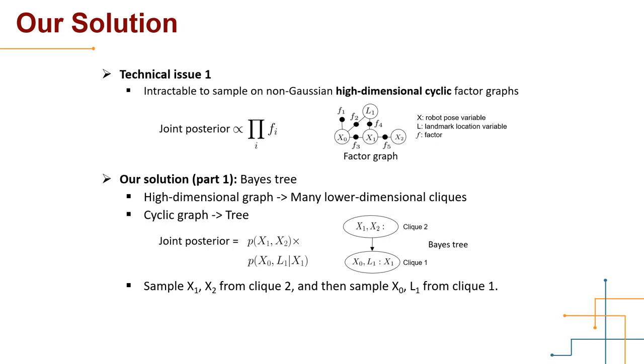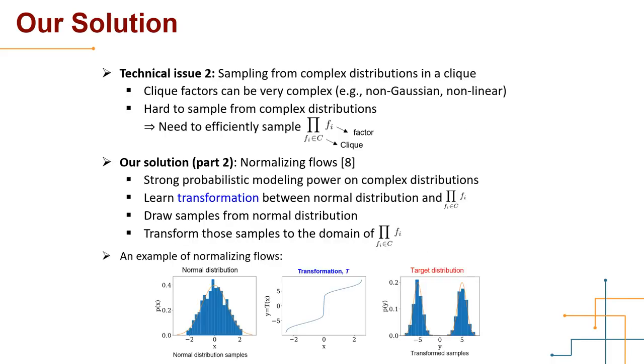In the specific example here, the two-node Bayes tree is equivalent to decomposing the joint posterior into two conditional probabilities. From the root to the leaf of the tree, we sample x1, x2 from clique 2 first, and then sample x0 and y1 from clique 1. A natural follow-up question is how to draw samples in a clique. This is the technical issue 2 here.